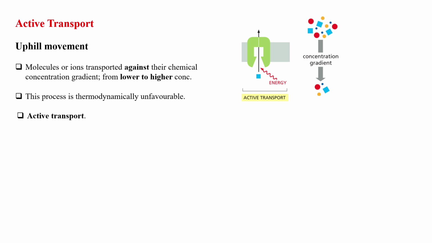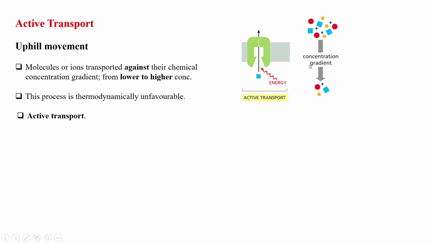One is called downhill movement, another is called uphill movement. The downhill movement is actually known as passive transport. The uphill movement is known as active transport. Here, in case of uphill movement, molecules or ions are transported against their chemical concentration gradient.